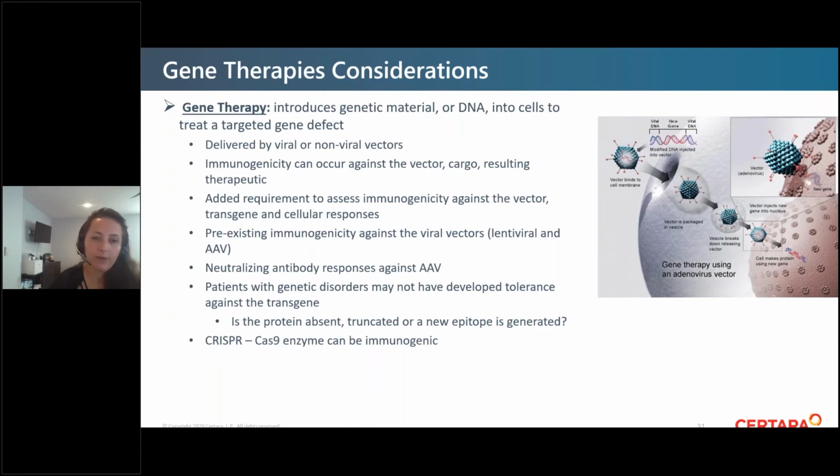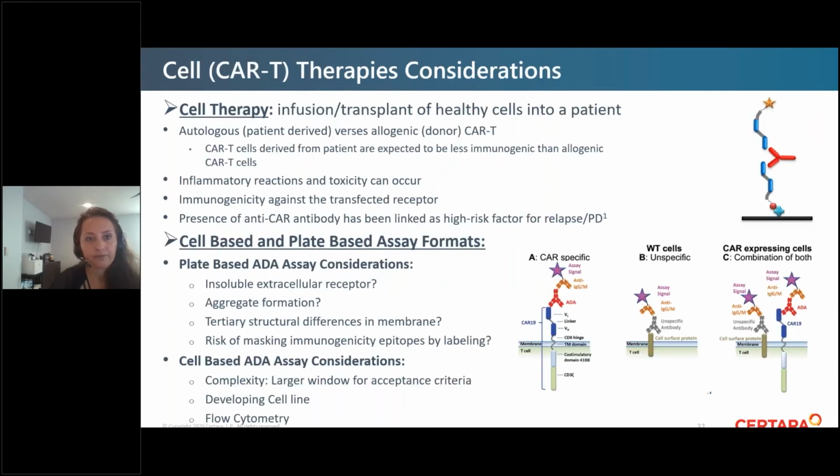Also something to think about is that patients with genetic disorders may not have developed tolerance against the transgene, and so the gene itself is kind of like a fusion protein or a protein therapeutic, in that you may develop an immune response to it because it's something the body's never seen before.